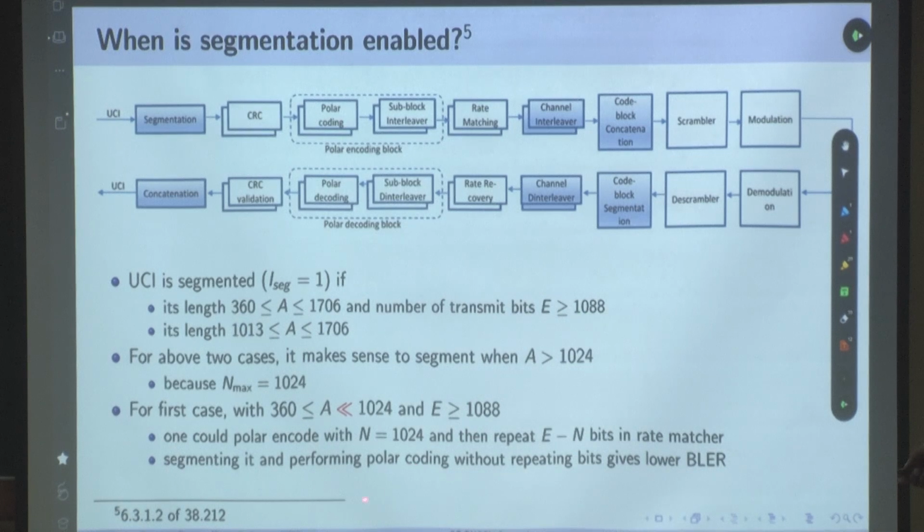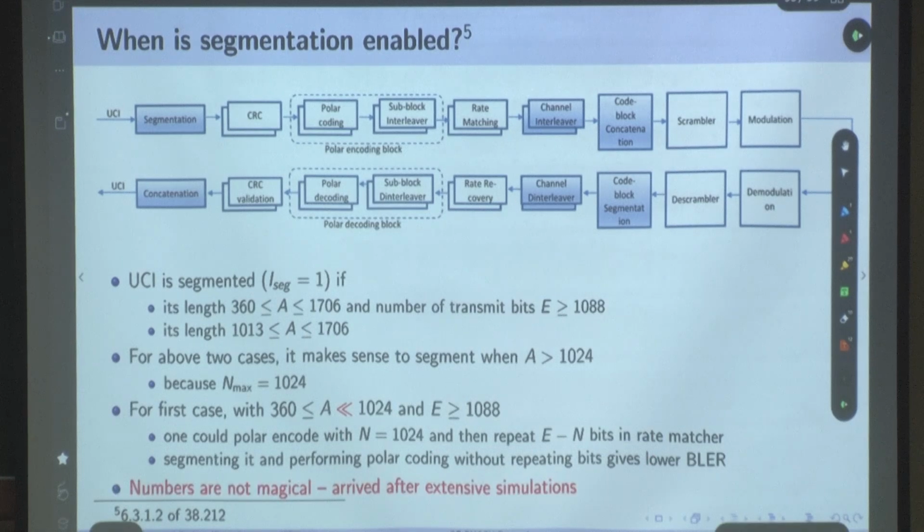What are we saying here? Instead of repeating these E minus n bits, that is the first case, which is not allowed in the standard, we are segmenting it and performing polar encoding. Then you don't have to repeat the bits, and in that case it will give you a lower BLER. These numbers, as I said, are not magical, they are arrived at after extensive simulations. So you don't have to get carried away by these numbers, but you have to understand the key idea of what is happening here.